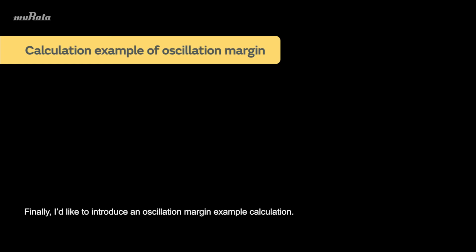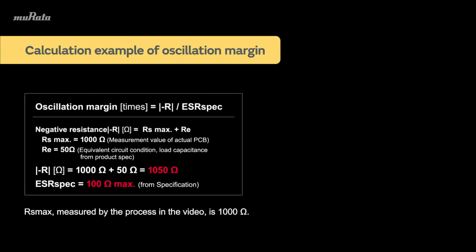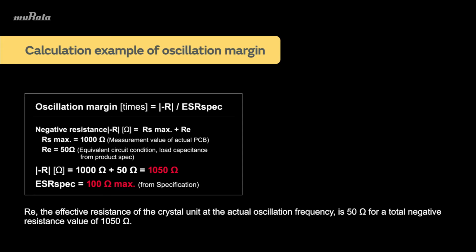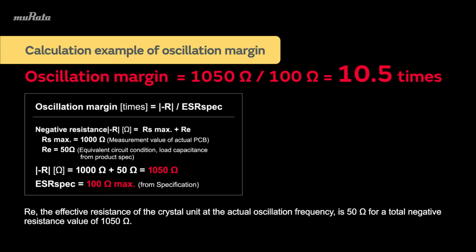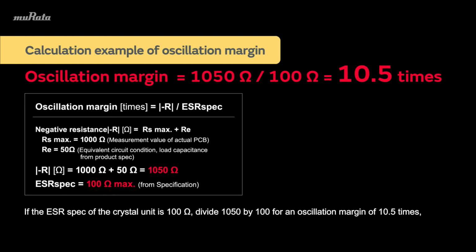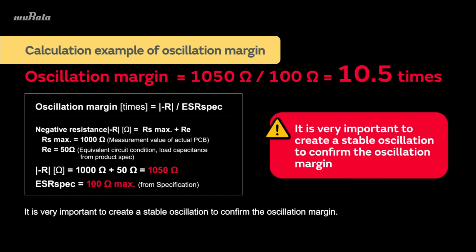Finally, I'd like to introduce an oscillation margin example calculation. RS max, measured by the process in the video, is 1000 ohm. RE, the effective resistance of the crystal unit at the actual oscillation frequency, is 50 ohm, for a total negative resistance value of 1050 ohm. If the ESR spec of the crystal unit is 100 ohm, divide 1050 by 100 for an oscillation margin of 10.5 times. It is very important to create a stable oscillation to confirm the oscillation margin.